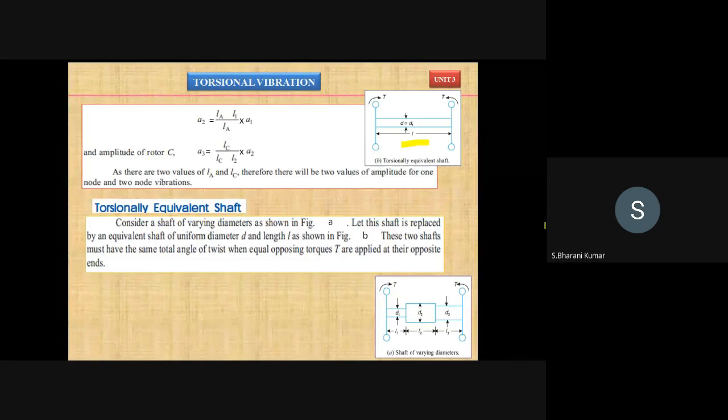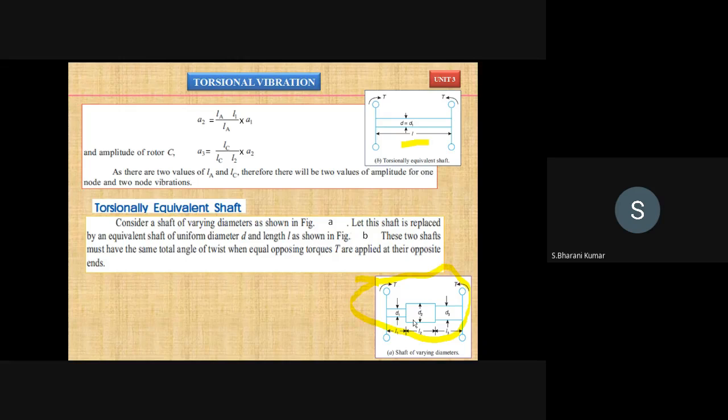Okay, this diagram will be converted into like this. The step shaft will be converted into a torsional equivalent shaft. For that, we are choosing D1 as the major criterion here. We are choosing D1 as D here.